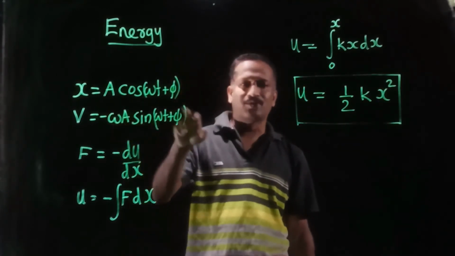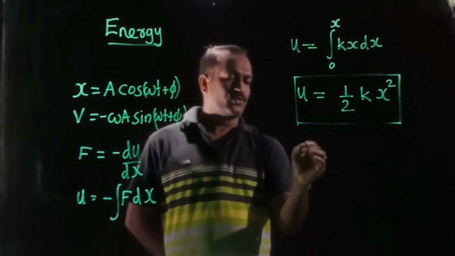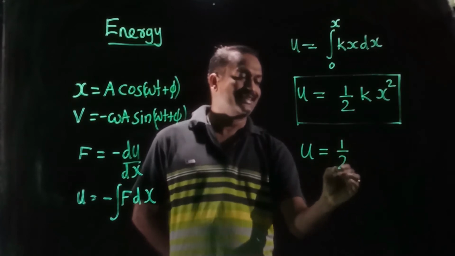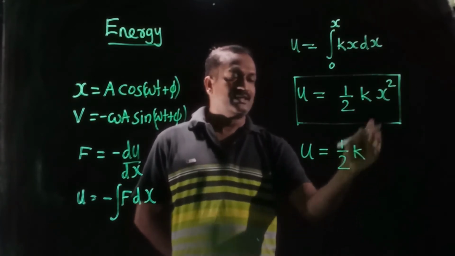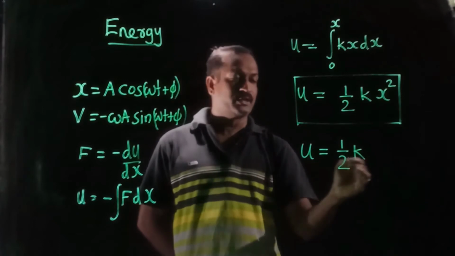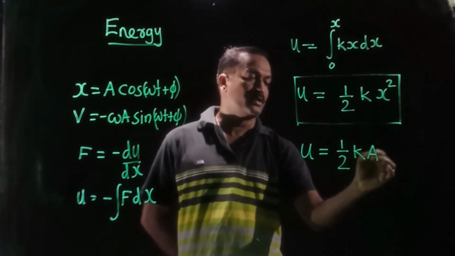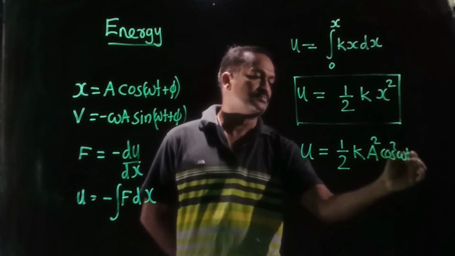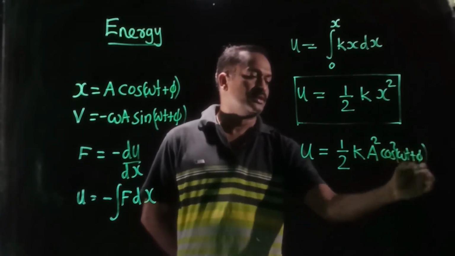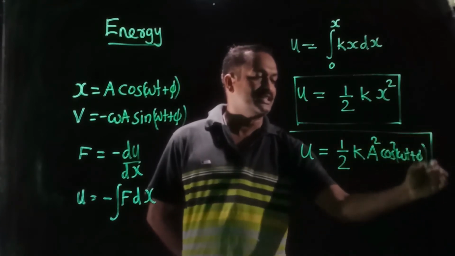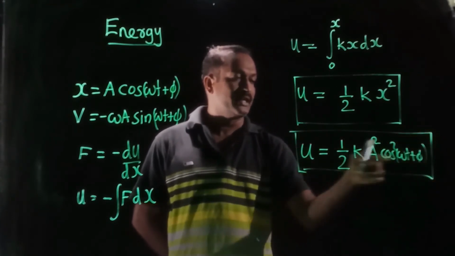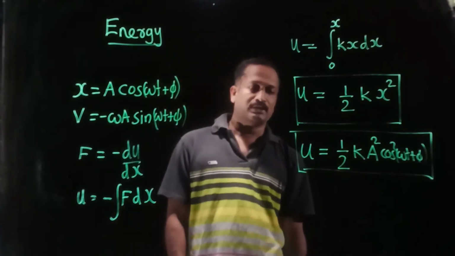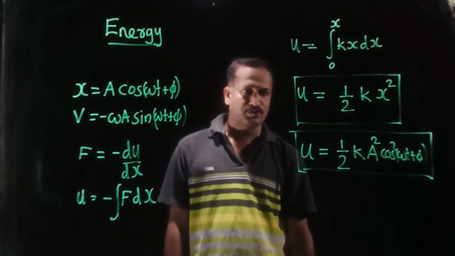And we have x is equal to a cos(omega t plus phi). Then we can write the equation of potential energy as U is equal to half k. Instead of x, I write a cos(omega t plus phi), and x square becomes a square cos square(omega t plus phi). This is the equation of potential energy in terms of time, because it is omega t plus phi, and this is the potential energy in terms of the displacement. That is about the potential energy of the harmonic oscillator.